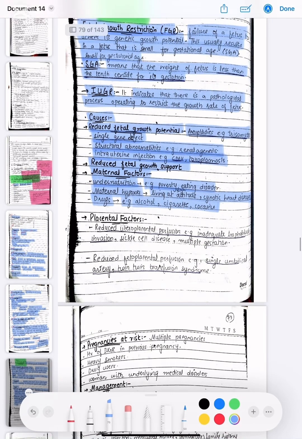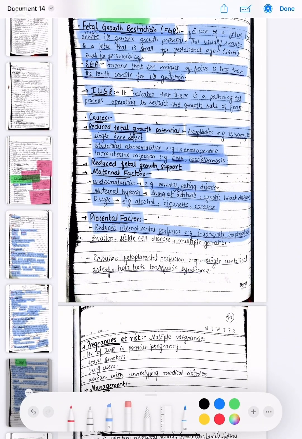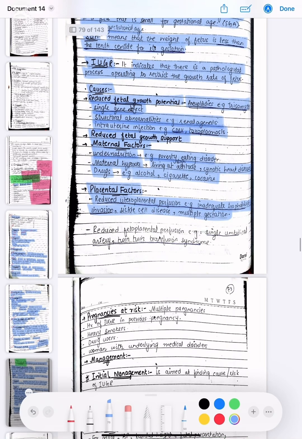Then we have the placental factors. The placental factors are reduced uteroplacental perfusion, for example, inadequate trophoblast invasion, sickle cell disease, and multiple gestations. They also reduce fetoplacental perfusion, for example, single umbilical artery and twin transfusion syndrome.